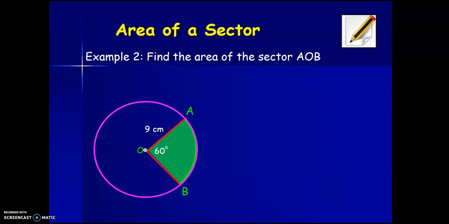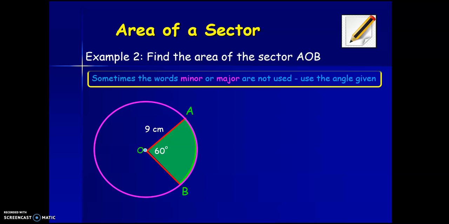Let's look at a second example. Here we have a circle with a radius of 9 centimetres and an angle at the centre of 60 degrees. The question says, find the area of sector AOB. Now, if you notice, the word major or minor is not used here, in which case we just use the angle given. So in this case, we will be finding a minor sector. The radius is 9 centimetres. Our formula is a sector is a fraction times the area.